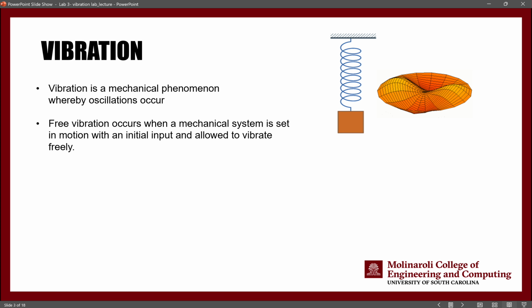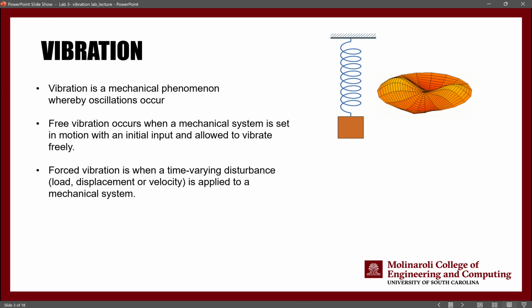The first one is free vibration. It happens when a mechanical system is set in motion with an initial input. Essentially, the idea here is that you create an initial disturbance and remove that disturbance. It doesn't stay. It can be any type of disturbance.